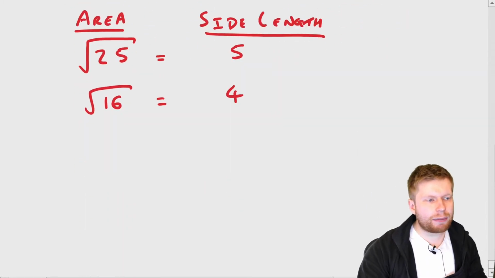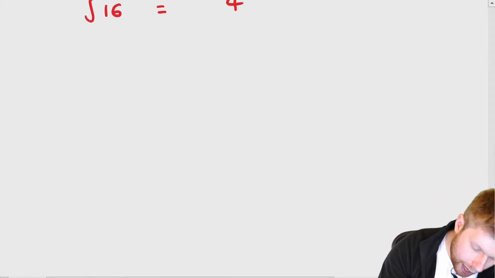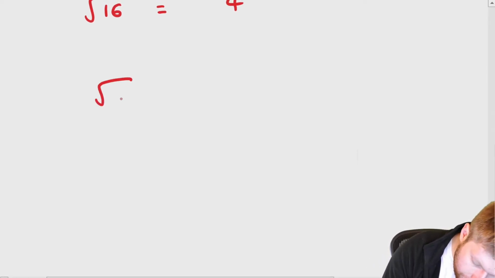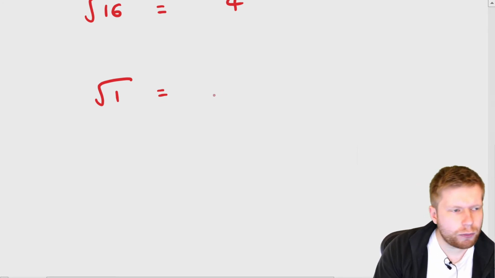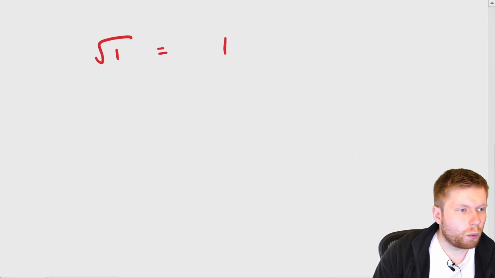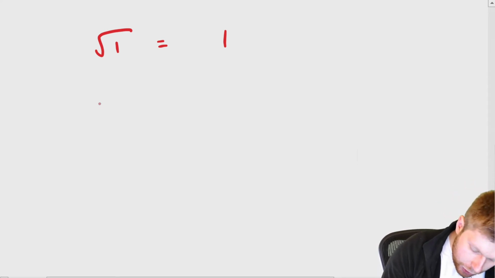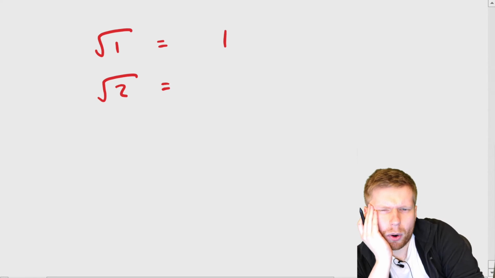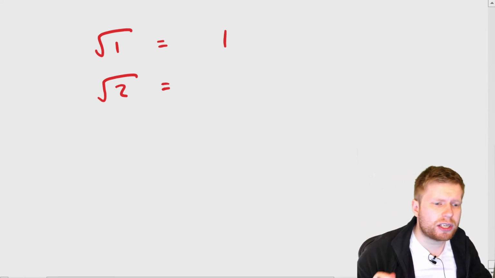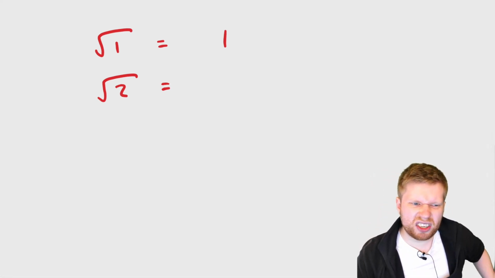So let's see if the same thing is true on this side. If I say, what is the square root of 1, for example? Well, the square root of 1, what number times itself will give me 1? That's going to give me 1. But then if I try to take, for example, the square root of 2, you're like, what number when I multiply it by itself is going to give me 2? And the answer is, well, I don't know.